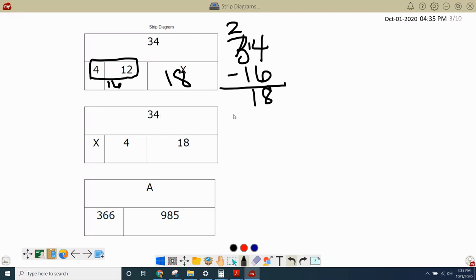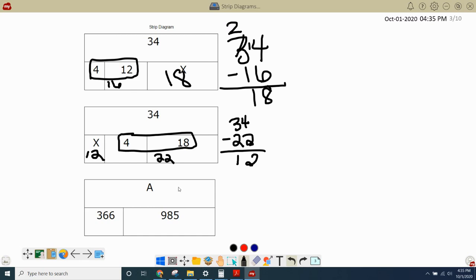So again, we have 34. Trying to find this missing piece. Okay, I'm going to put these 2 together first. You can see they're side by side, so that means they go together. 4 plus 18 is 22. So I'm going to subtract 22 from 34, which is 12. So X is 12.